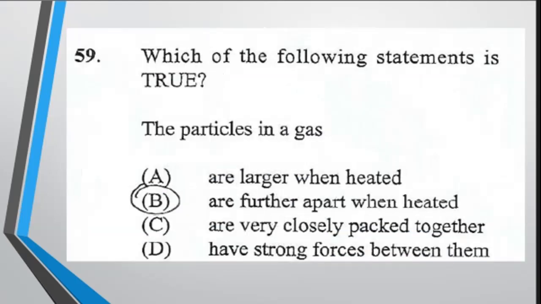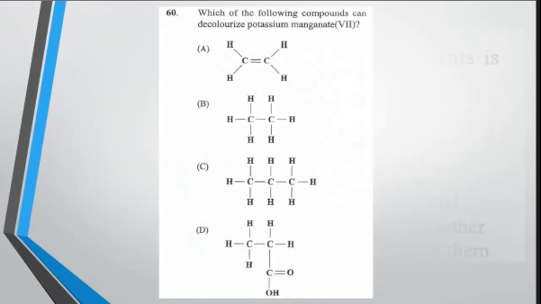All right, and our final question for tonight is here. Question 60. Which of the following compounds can decolorize potassium manganate 7? Now, potassium manganate 7 is a purple substance. Potassium manganate is purple. And the only thing that would decolorize potassium manganate is an alkene.